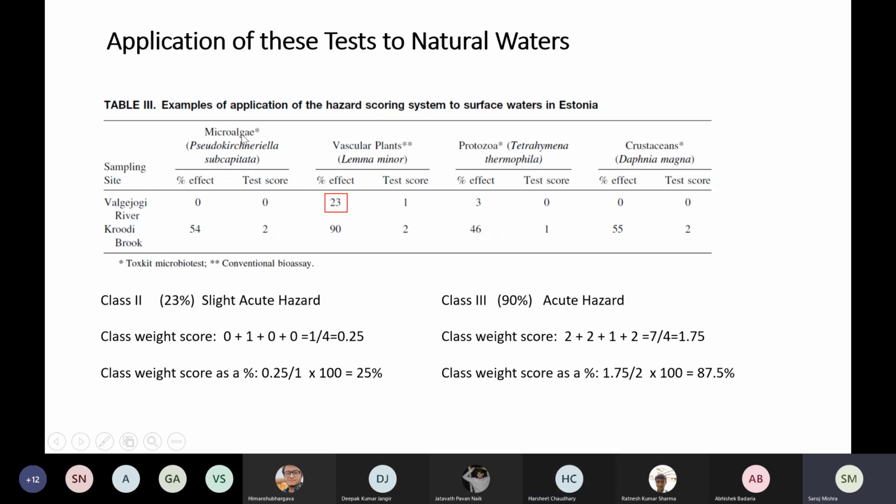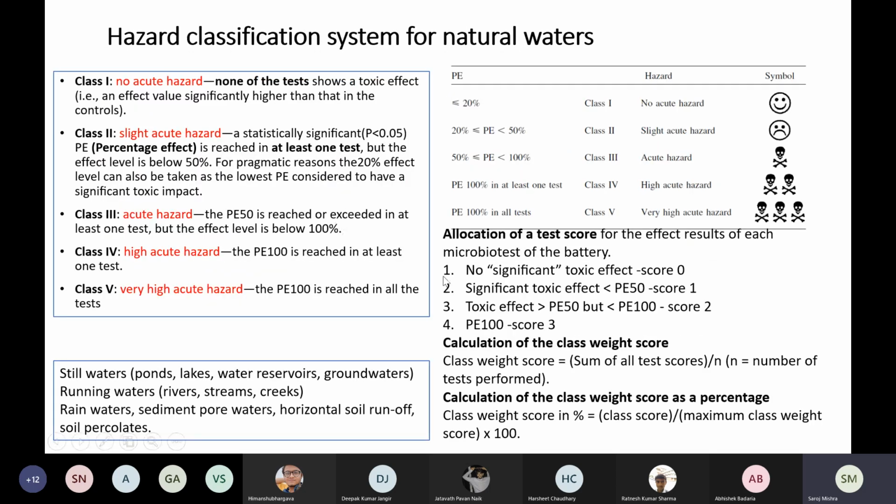When you carry out the microalgae test, you see that the percent effect is 0%. That is, when this natural water sample was taken and you measured the growth inhibition of this microalgae, there was no inhibition of growth. And that is what we mean by 0% effect. If that is the case, then the test score which is assigned is going to be 0. Let me quickly take you back to the last slide. If there is no significant toxic effect, it is assigned a score of 0.